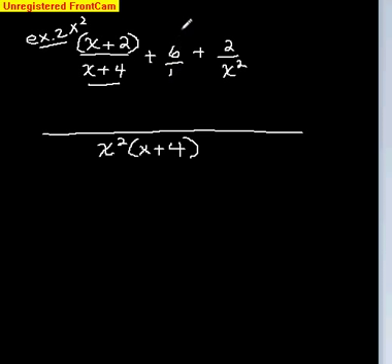This one is missing everything. So it's going to be x squared times x plus 4. And this one is only missing the x plus 4.